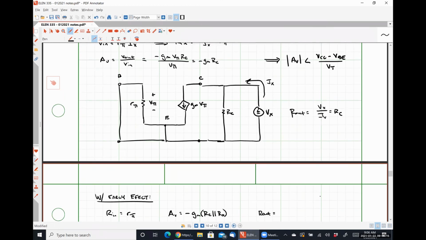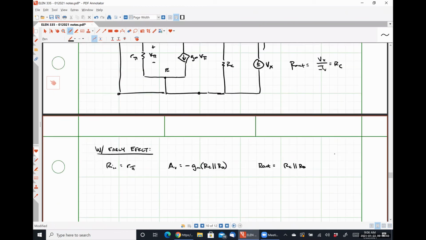Well, V pi is still 0. We would just have RC and R0 in parallel, and our current would flow through that parallel combination. So our output resistance is simply RC in parallel with R0. So there's an interesting thing going on here. It's only valid for the common emitter amplifier, right?